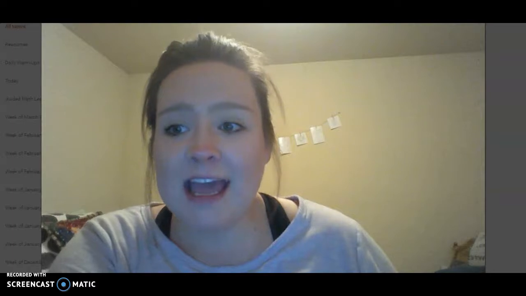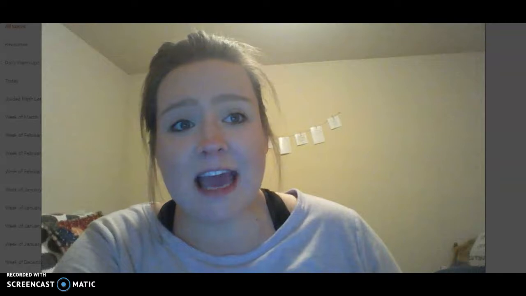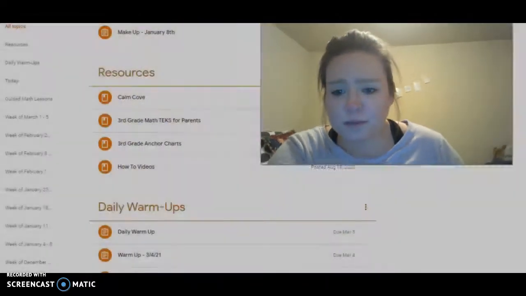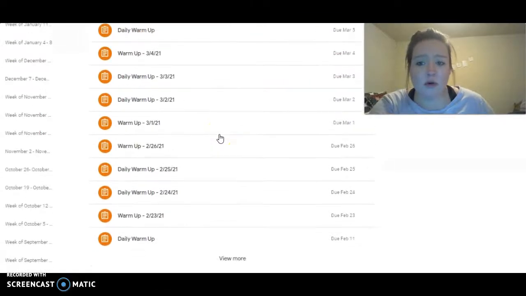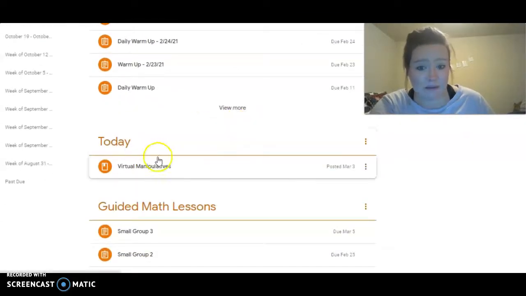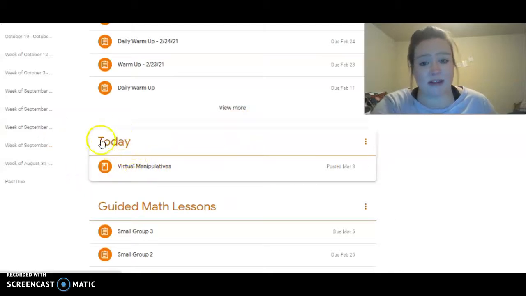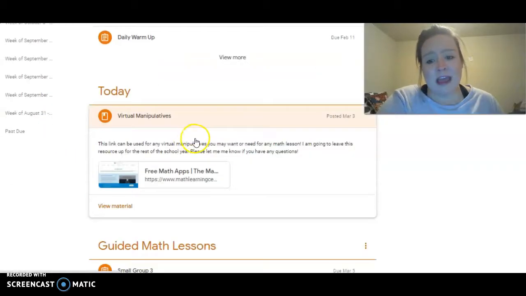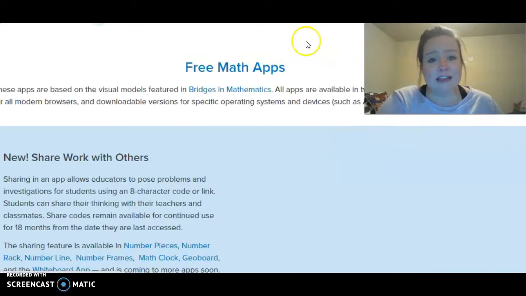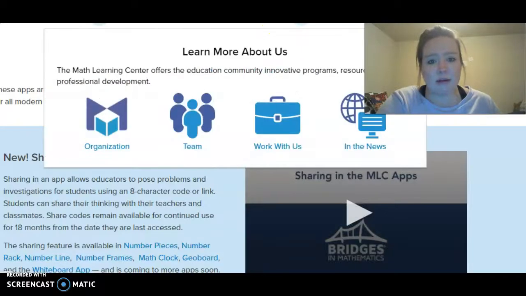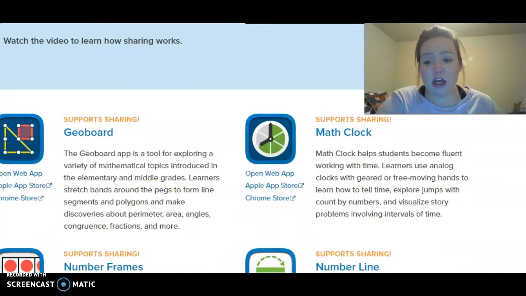So let me go ahead and show you a couple things today. This first thing is how to get to this website that has virtual manipulatives. If you go to your Google Classroom and go to the Today tab, there is going to be a material posted called Virtual Manipulatives. If you click it and click the link, it's going to take you to a brand new website, and what I want you to be clicking on in this website is the Geoboard.